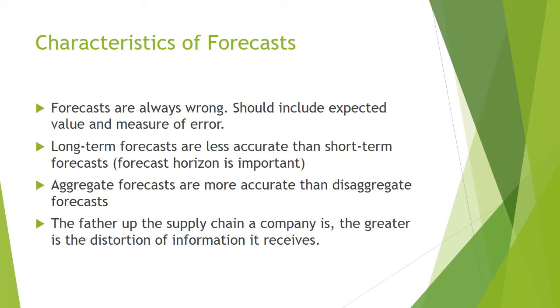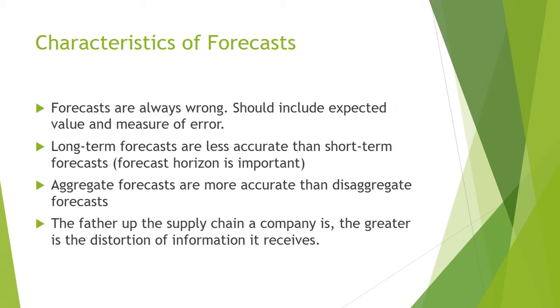disaggregate factors. And the next one, in general, the farther up the supply chain a company is, the greater is the distortion of information it receives. One classic example of this is the bullwhip effect. The bullwhip effect means that when we move more towards the upstream of the supply chain, we see that the variation of demand or orders becomes larger. So the order variation is amplified as orders move farther up from the end customer.